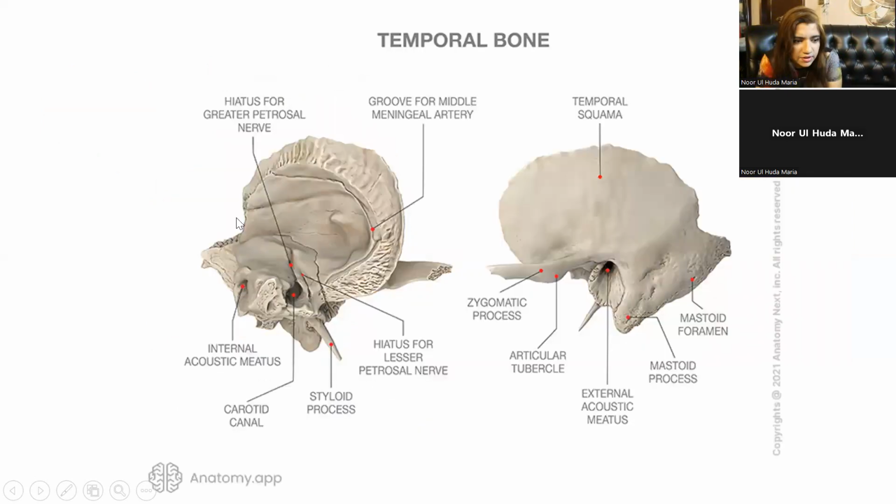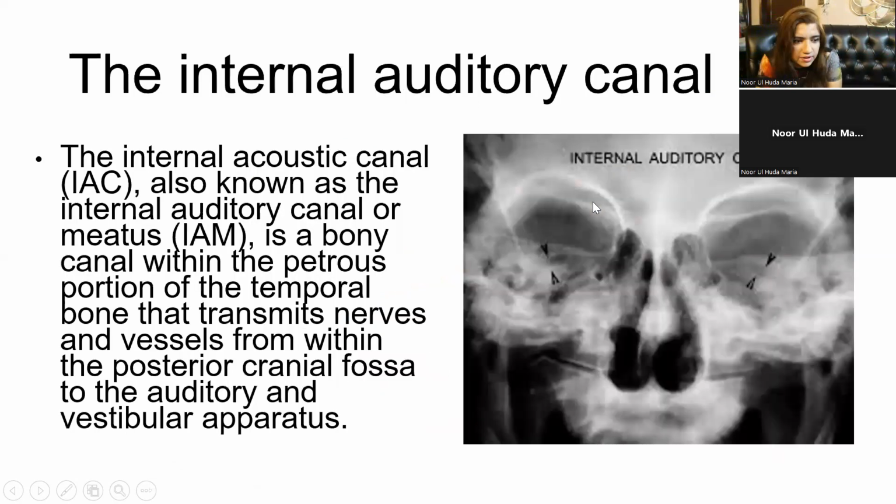This is again the temporal bone, and you can see it from the middle surface. This is the hiatus for the greater petrosal nerve. And you can see this is the internal acoustic meatus over here. This is the carotid canal, this is the styloid process, and this is the hiatus for the lesser petrosal nerve. You can see this is the groove for the middle meningeal artery, and this is what we have already seen. So we are going to touch a little bit on the internal auditory canal.